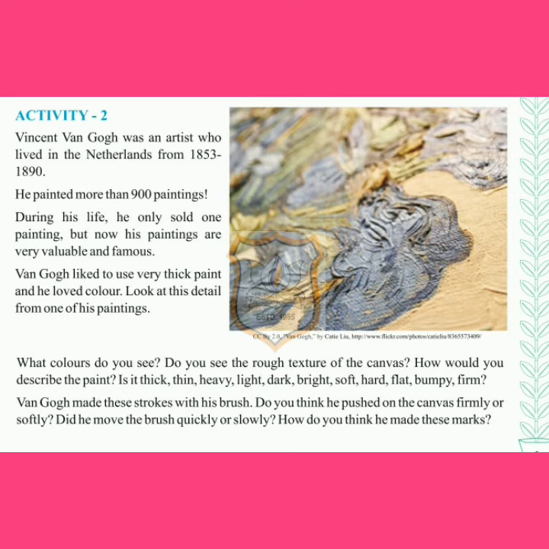So we can see grey color the most here, then brown color is seen and some patches of yellowish green color are also seen. The paint seems like a ropey or wrinkly surface formed by a great amount of flow of fluid lava. It is light, bright, soft and bumpy. And he made these strokes with his brush. He must have pushed on the canvas quite softly.